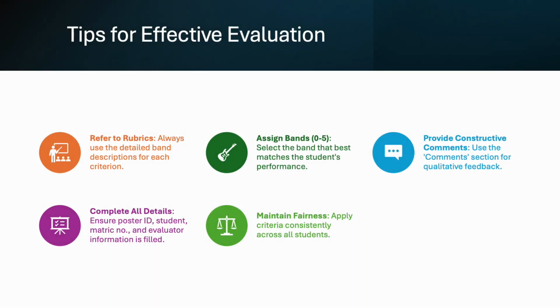To ensure a smooth and fair assessment, please remember these key points. Always refer to the rubric guidelines for each criterion. Assign a band from 0 to 5 based on your observation, and provide constructive comments in the space provided on the form. Don't forget to fill in all the details like the poster number, student matrix number, and your name before you submit the form. Your thoughtful feedback is invaluable for the student's development, so please remember to justify your scores, particularly for lower bands, by noting specific observations in the comment section.